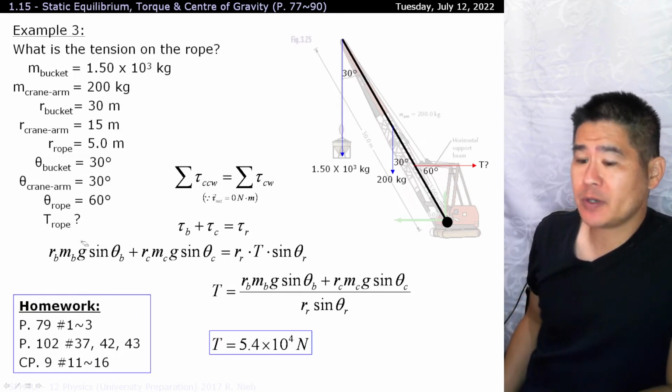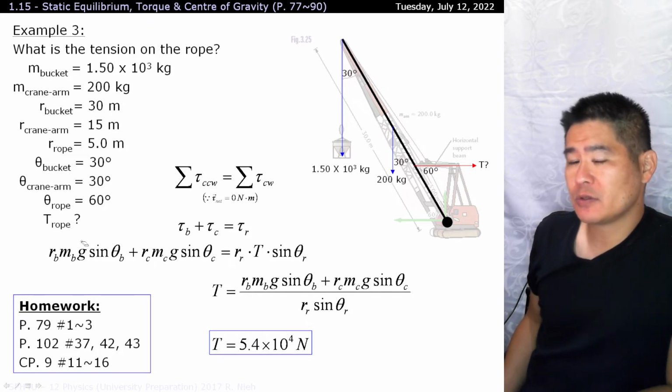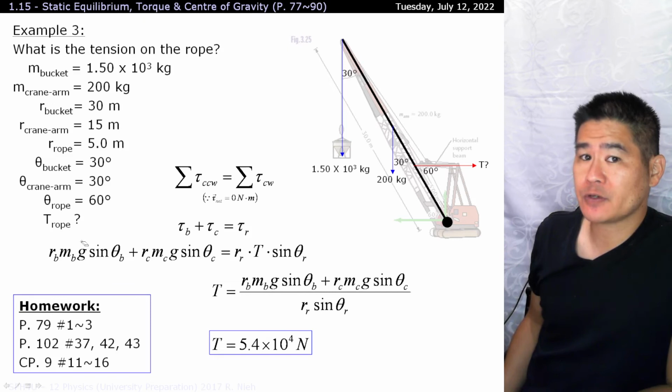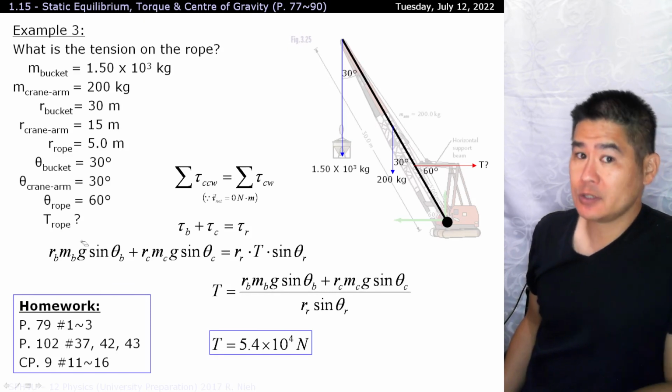All right, so that will be our exercise for tonight, both in the textbook and the course pack. Make sure you do the work, compare your answers with the answer key, also provided in the link. The link is found on the first PowerPoint 1.01, and I'll see you in tomorrow's episode.